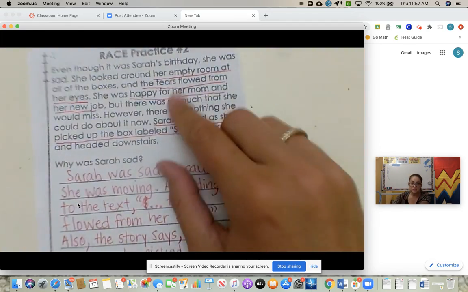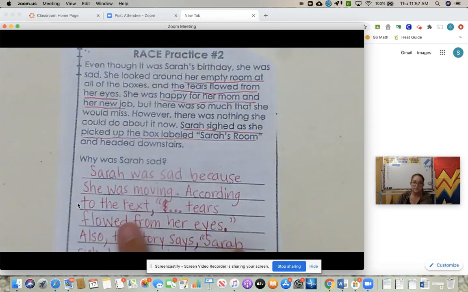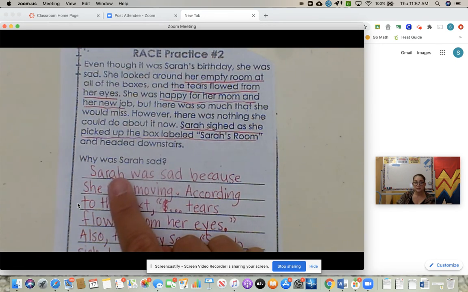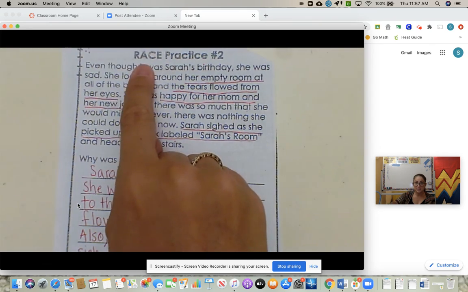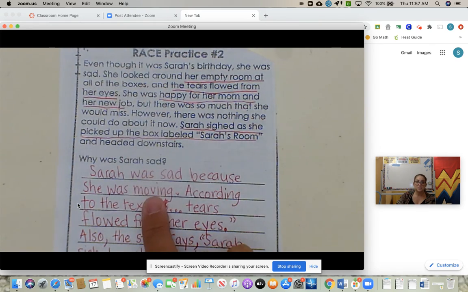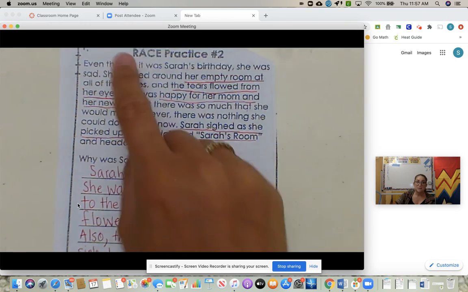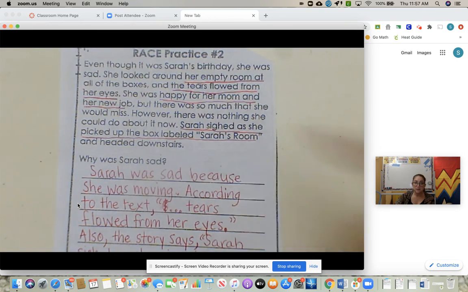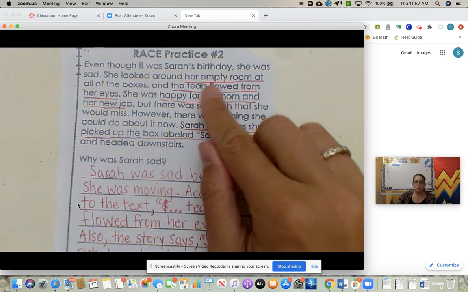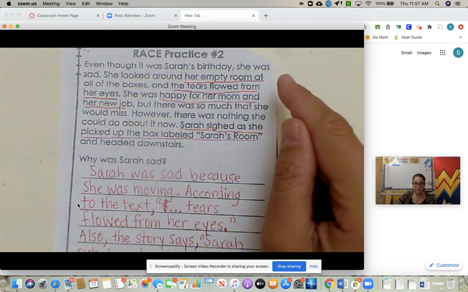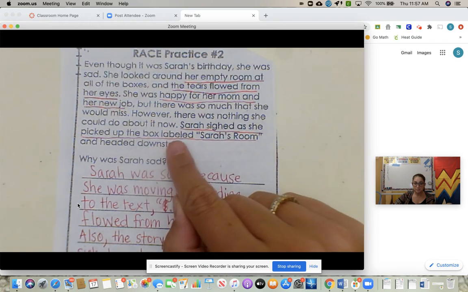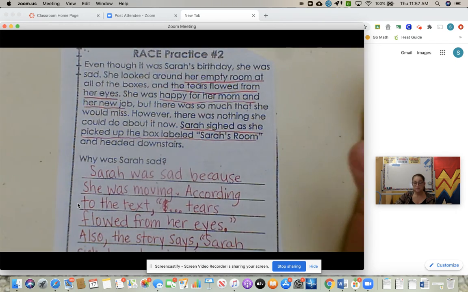Now the next story, we did that. Race practice 2, we restated the question, why was Sarah sad? Sarah was sad because, that's the restating. Then we answered it. Because she was moving. Now we did cite. We looked and we underlined. Well, how do we know she was sad and how do we know she was moving? Well, if her room was empty, tears were flowing, so she was sad. She sighed as she picked up the box labeled Sarah's room. So that hints to us that she was moving.